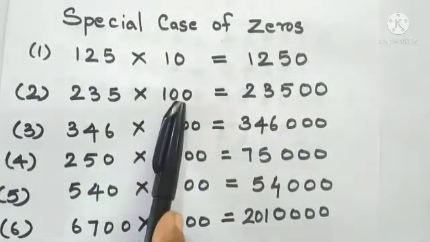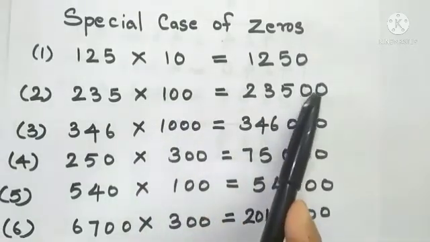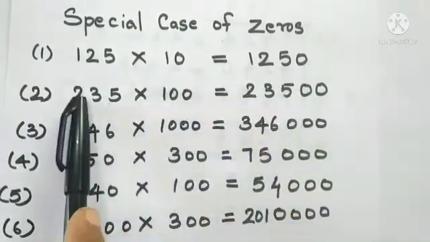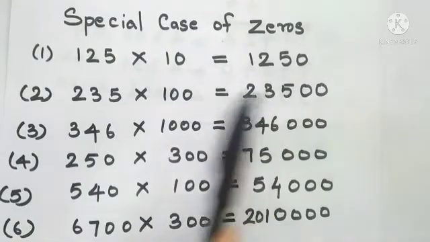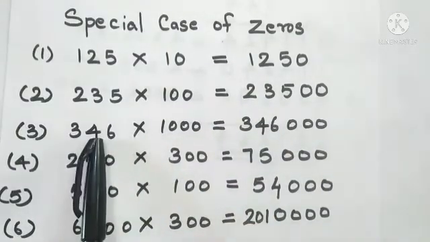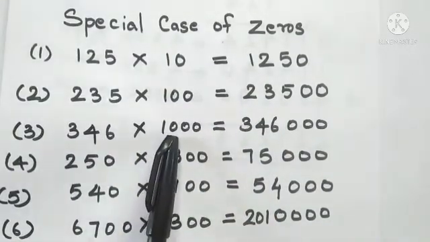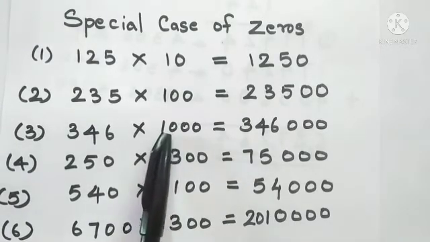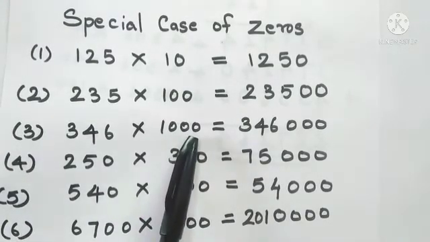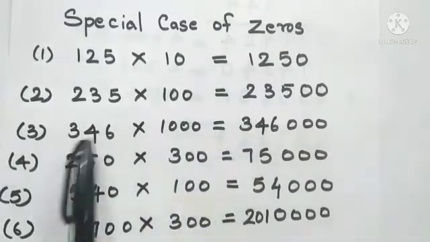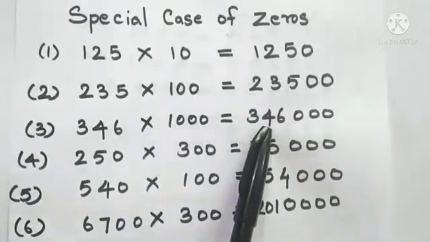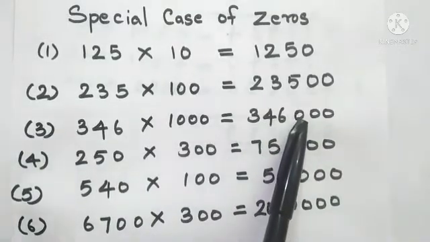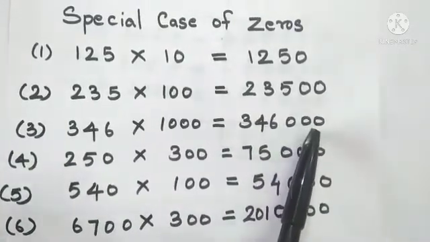Okay. Then multiply with 100. How many zeros in 100? 2 zeros. First we put 2 zeros, then 235 into 1, 235. Okay. Then next number, 346 into 1000. In 1000, how many zeros are there? In 1000, 3 zeros. Okay. So at first we will write 346 into 1, 346. Then put 3 zeros at the right.